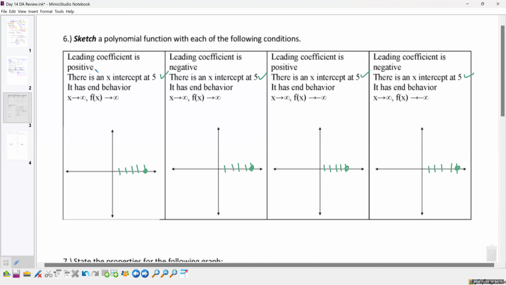Now here, the leading coefficient is positive. Notice it doesn't say if the degree is even or odd. I just know I've got end behavior on the right, it goes up. So I know from this x-intercept, it goes up. Now, I don't know if this x-intercept is a double, is a triple. I don't know. So I'm just going to go with it. I know the leading coefficient is positive, so I have two choices.